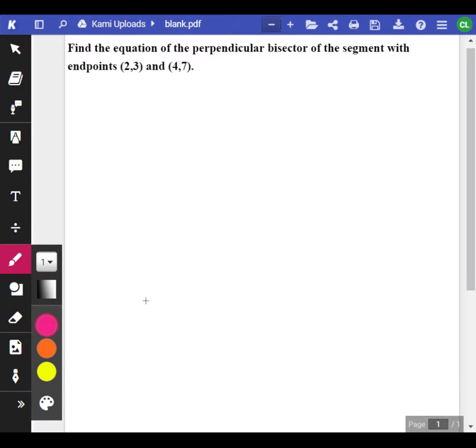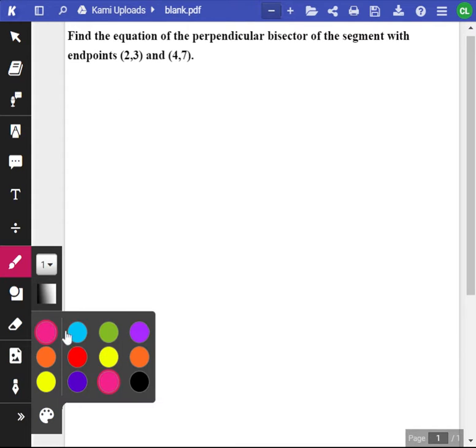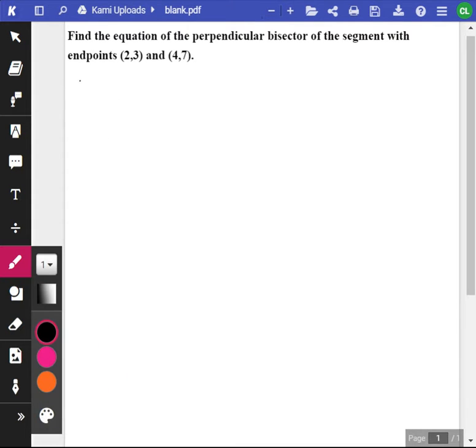So here's the example we did in class, just in case you needed a review of it. Find the equation of a perpendicular bisector of the segment with endpoints (2, 3) and (4, 7). So remember step 1, that was find the slope. We needed to find the slope, or the gradient, of our original points.